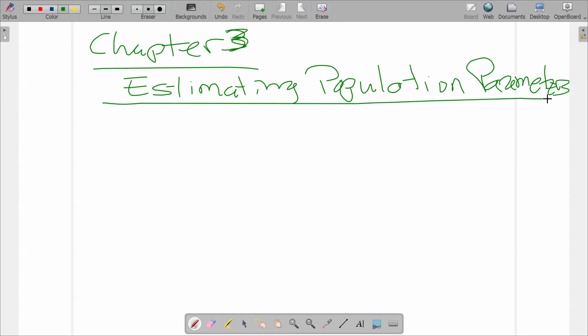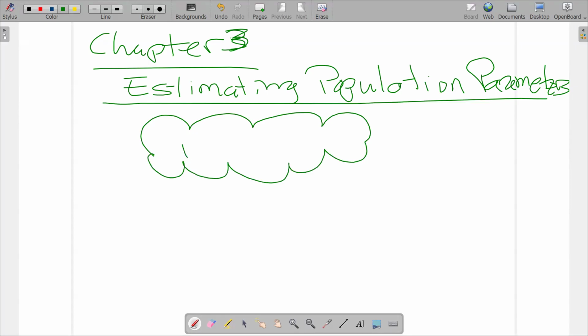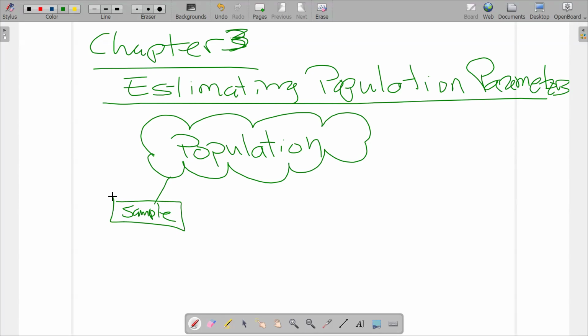And so what does this mean? Well, we're going to go way back to the beginning of the course when we were talking about sampling. So we have this population that we want some information from. And populations are kind of nebulous, like a cloud. And then what we do is we pull from that population some sample. And a sample is very concrete.